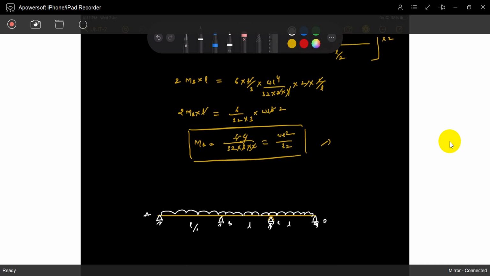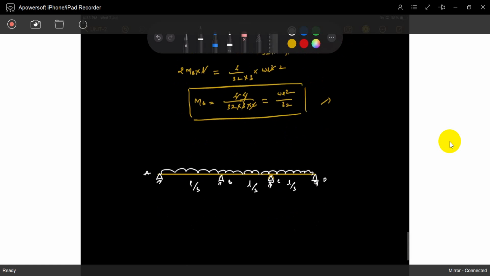Okay, otherwise take L by 3. See, A and D have zero bending moments, but B and C have moments. Are you able to understand? So how can you find out the B and C moments?